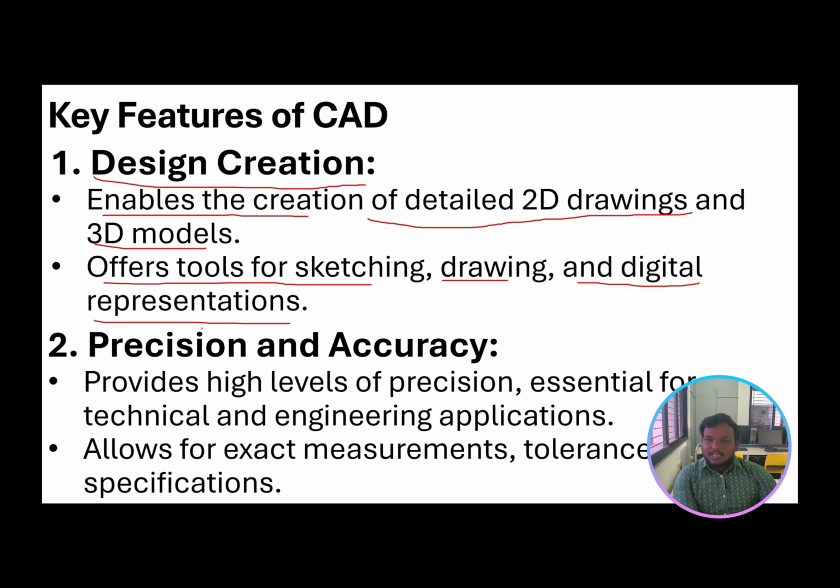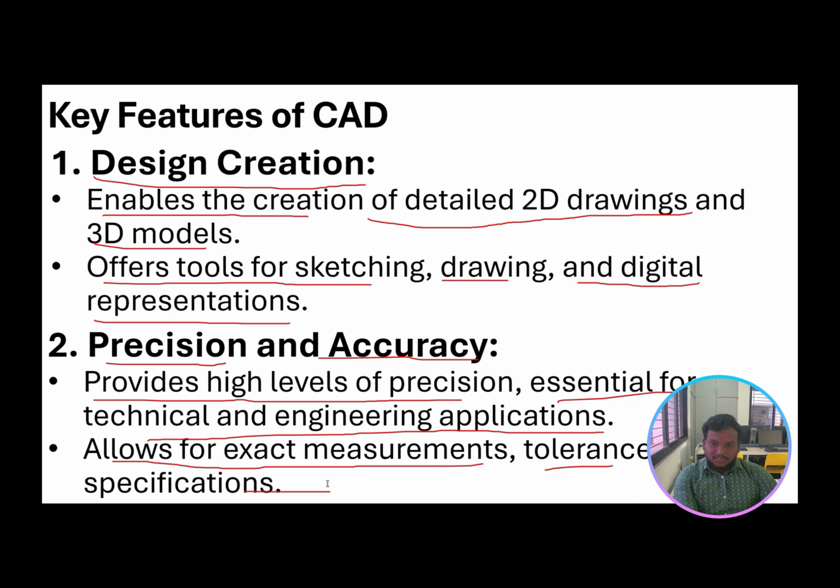The second key feature of CAD software is precision and accuracy. It provides the high level of precision essential for technical and engineering applications. It allows for exact measurements, tolerances, and other specifications.